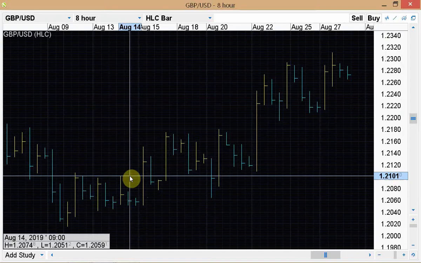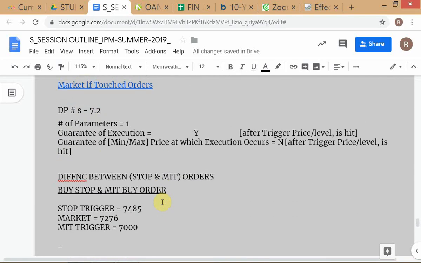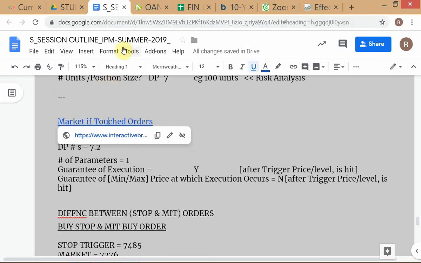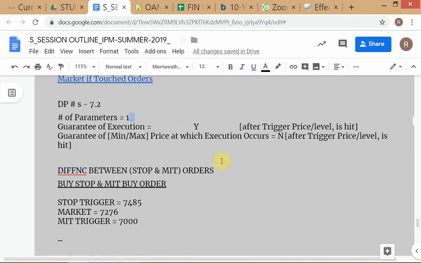Good. We have 10 minutes, so we can cover at least one more element of the coverage that we have planned for today. Market updates, you already have; this is all happening in your notes, so everything is being written down. Again, there's another important order that you should understand, which is the market if touched order, which you can read about on the Interactive Brokers page. I've given you the link.